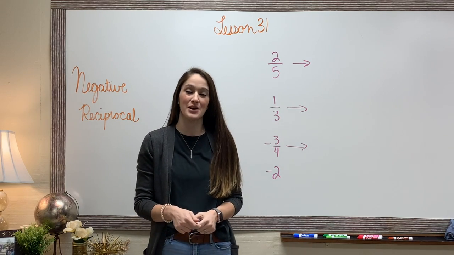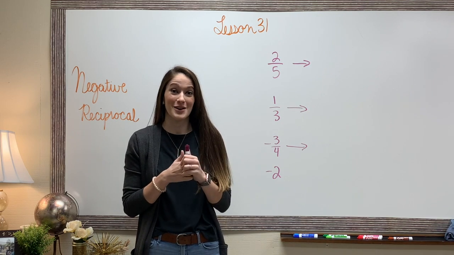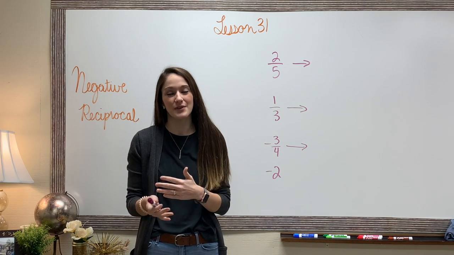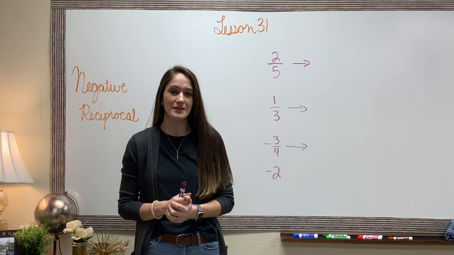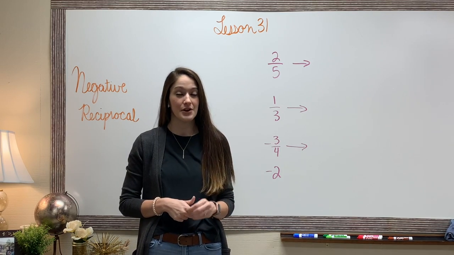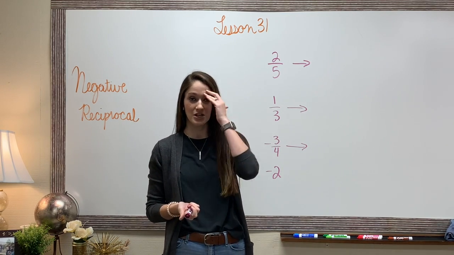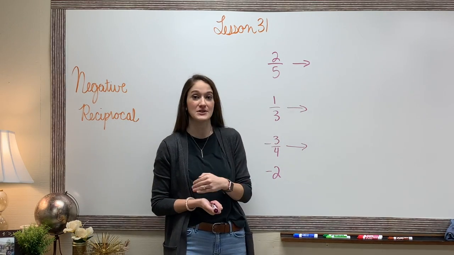This is lesson 31. A couple of concepts that we're going to talk about here. We've already learned how to find the equation of a line when we have parallel lines. Now we're going to talk about finding the equation of the line when the second line given is perpendicular, not parallel. So that does mean there's a change in slope. But before we get to that, we need to talk about negative reciprocals.